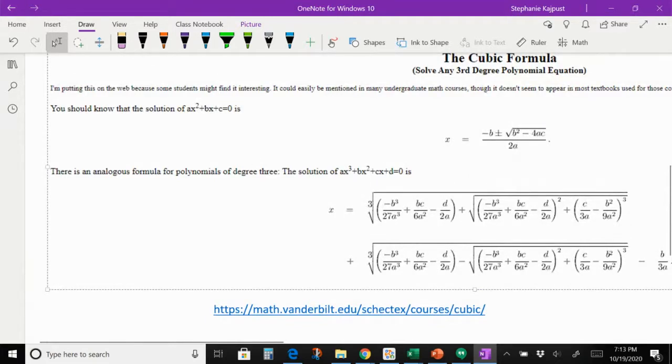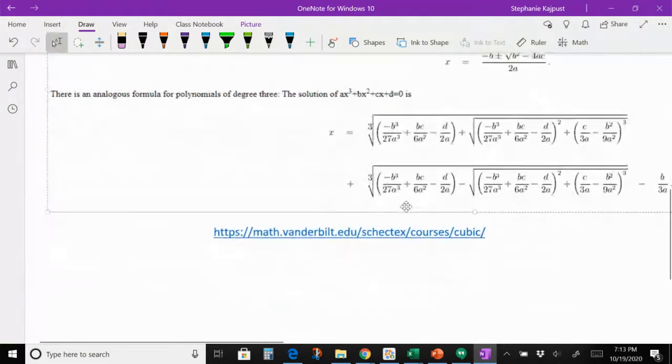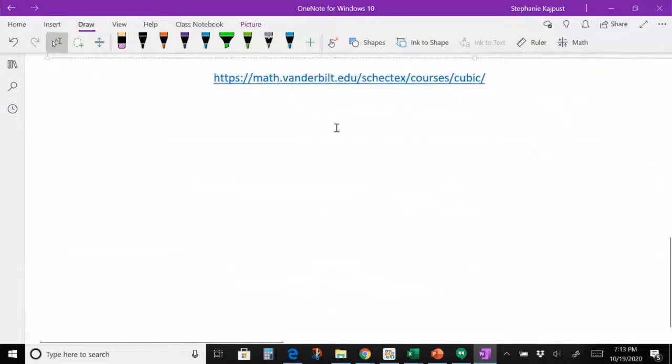And let's see, it looks like on this website it says that there's no formula for anything of degree 5. It's been proved that there is no formula for that at all. Degree 4 is even worse than this formula, so the easiest thing is to brute force. So basically, you're just going to try to factor.